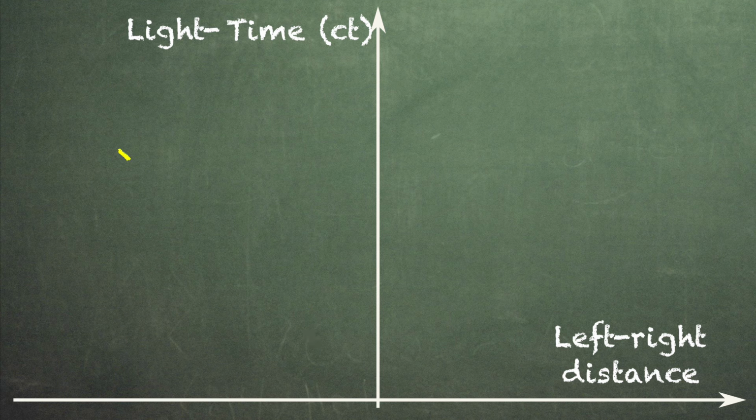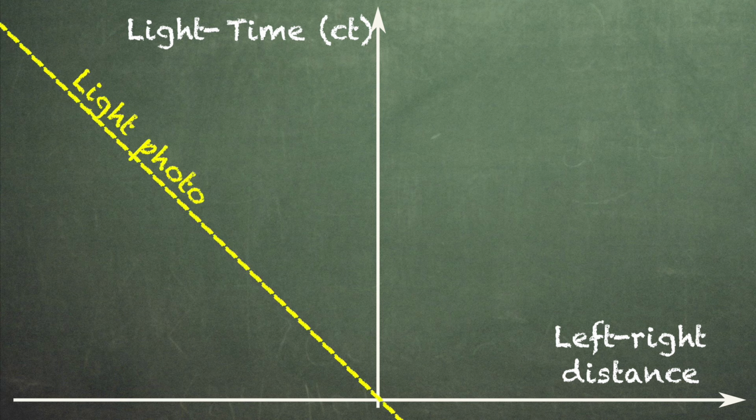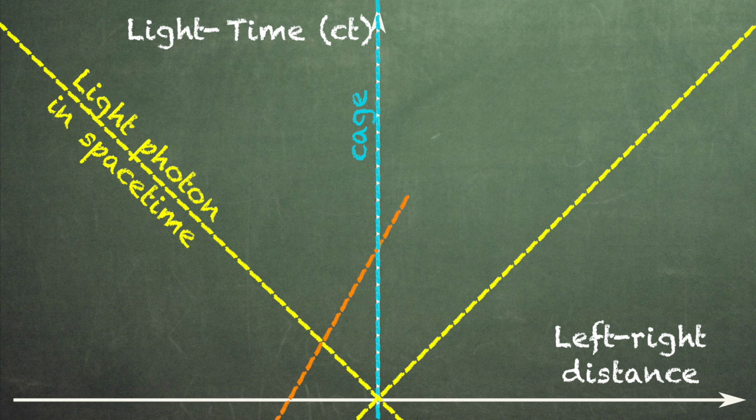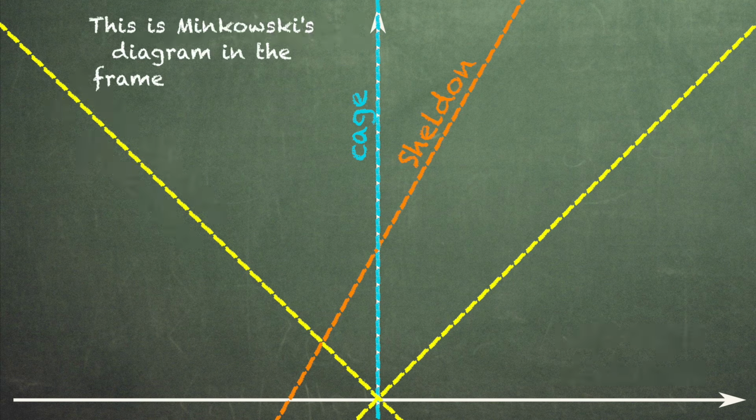In this diagram, we can represent the position of light at any point in time, but we might as well represent all the positions of light at all times. We then see that the light will be a 45 degree straight line. Similarly, the cage and Sheldon correspond to lines that represent all positions through time. In the frame of the cage is the y-axis, while Sheldon is a steeper line than the speed of light.